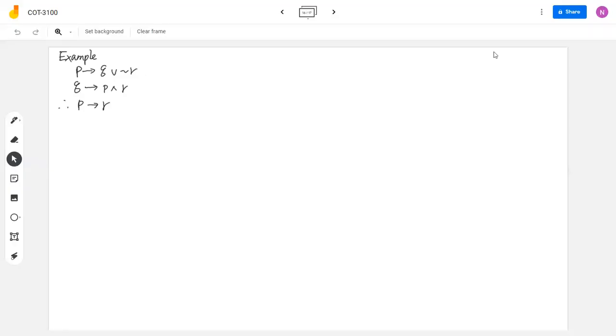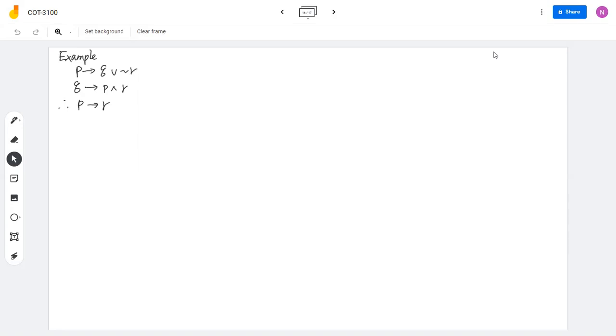Now we look at a more involved example. This example has the premises P implies Q or not R, and Q implies P and R, and the conclusion is P implies R. To check whether this argument is valid or not, we can use the truth table method.